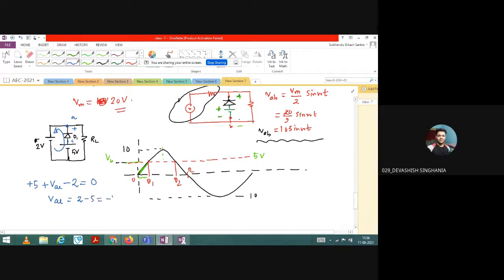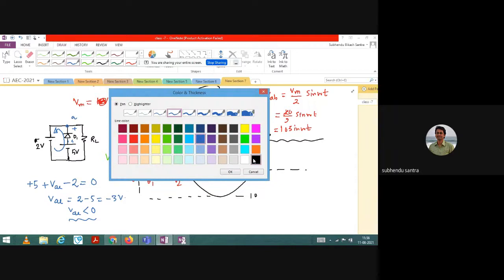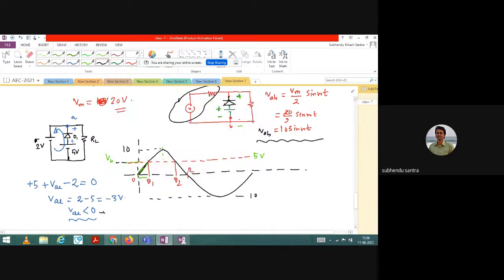Okay, yes. Now tell me, what is VAC coming out to be? VAC is less than 0. You yourselves said that if it is less than 0, then what will happen? Forward bias. Understood? So from 0 to theta 1, what is happening? The diode will experience forward bias. True?